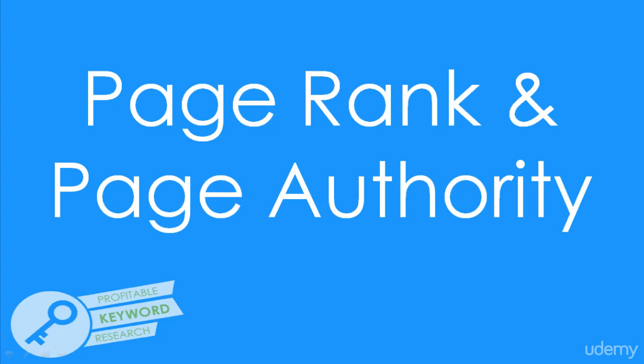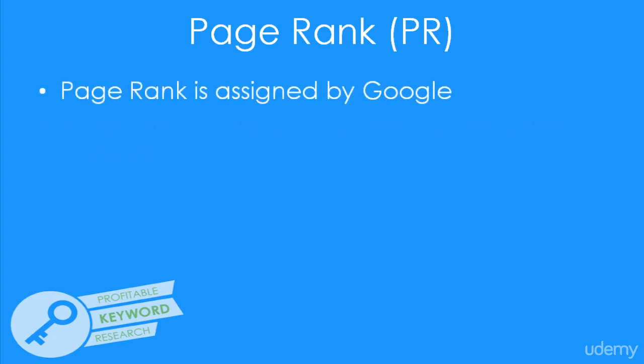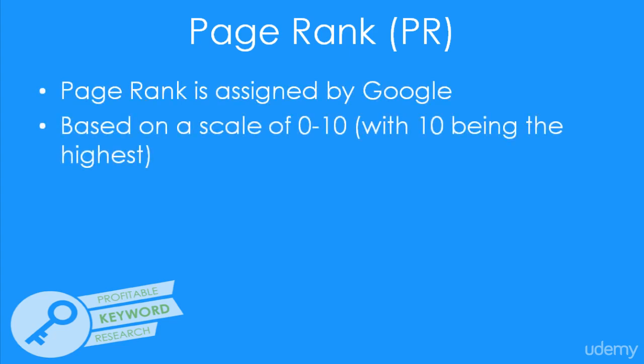Before we get into how to find a web page's PageRank and page authority, let's talk about exactly what those terms mean. Starting with PageRank, this is a number that is assigned by Google, and it's based on a scale of 10. Now, you may have heard some debate within the SEO community about how much weight PageRank really holds in search engine optimization these days.